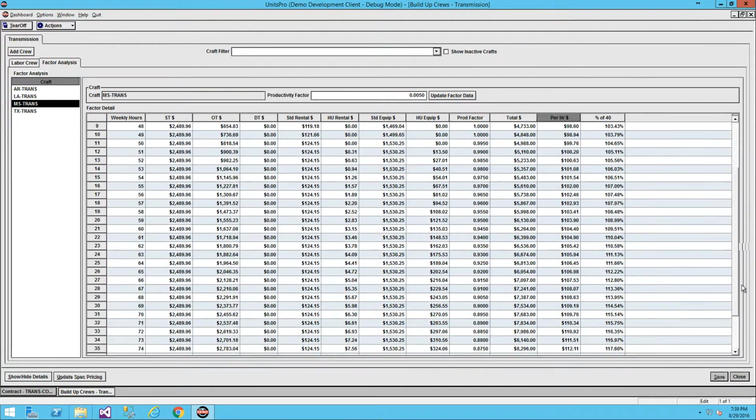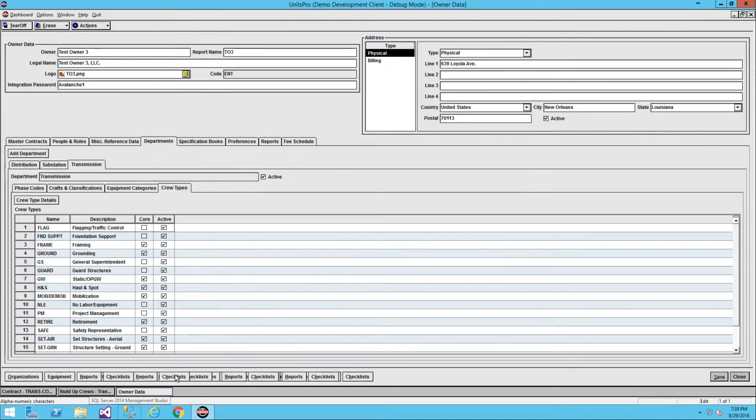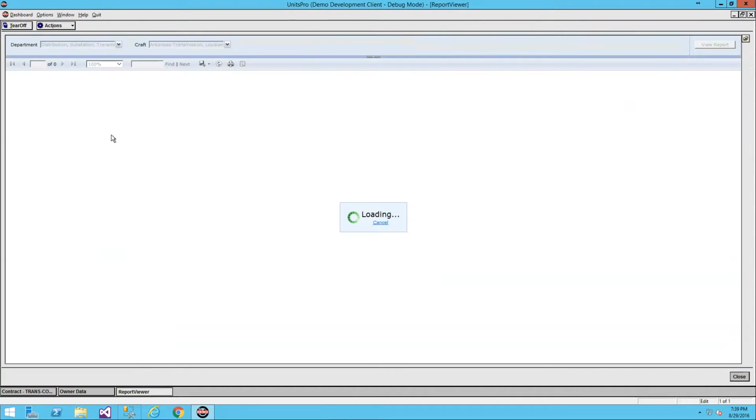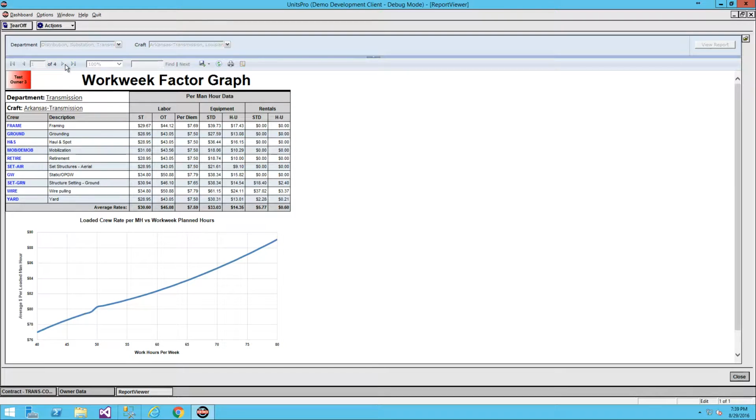So if you wanted to work an 80-hour work week, this analysis would demonstrate that it's going to cost you 21.56% more than it would to work a 40-hour work week on a per average man-hour basis. If we take a look at this graphically, go to our reports, and we'll get on that same crew again.